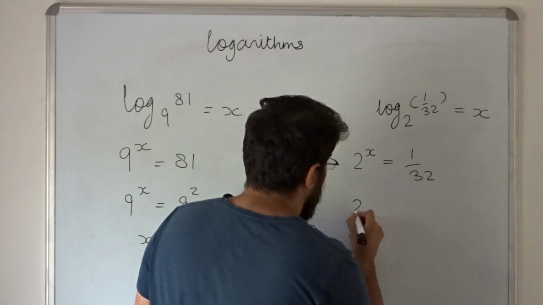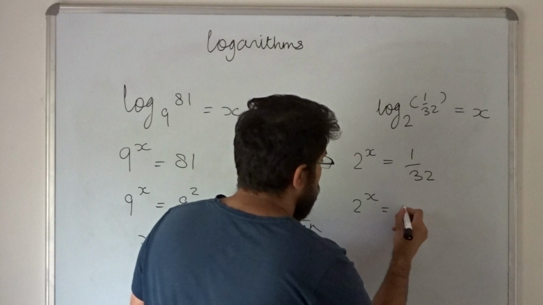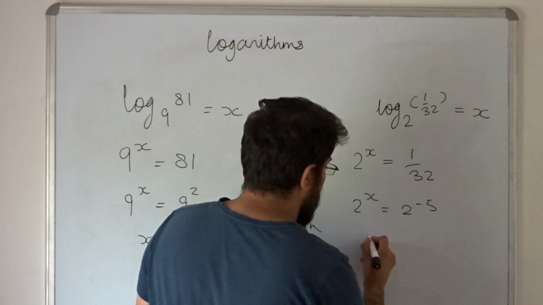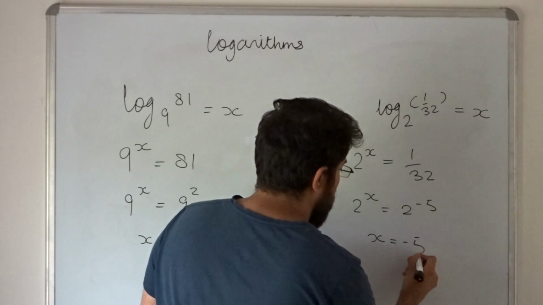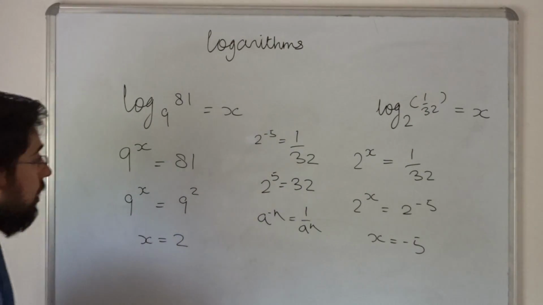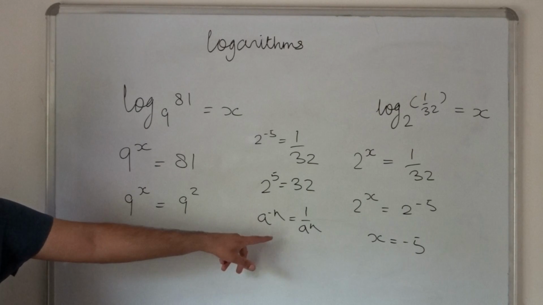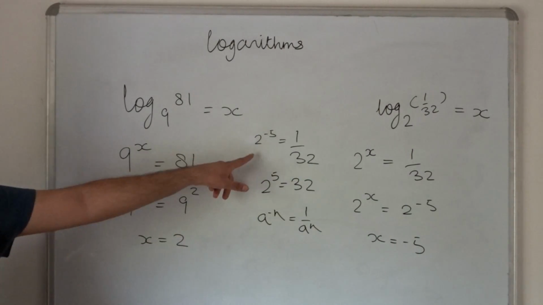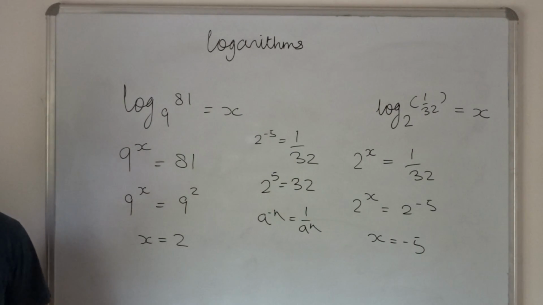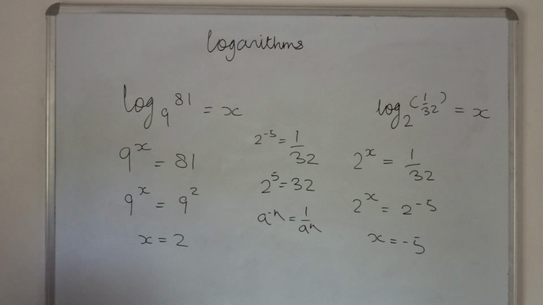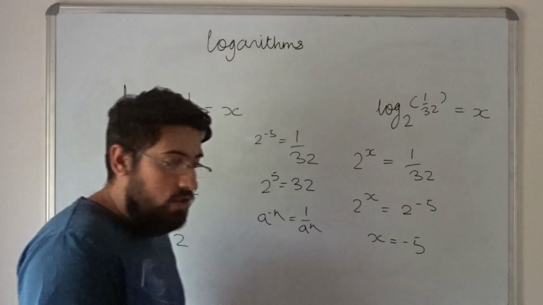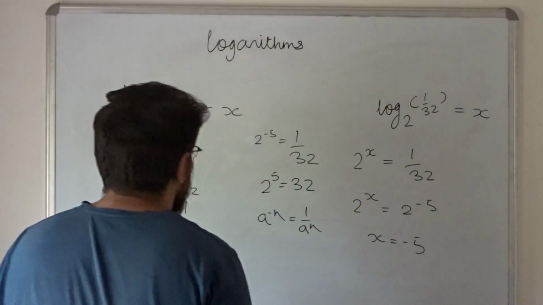So then this becomes 2 to the power x, which equals 2 to the power negative 5. So x equals negative 5, okay? So basically this is how this solves. So just keep this rule in mind and remember that this is how it is. Okay. So anyways, let's move on with some other questions now.